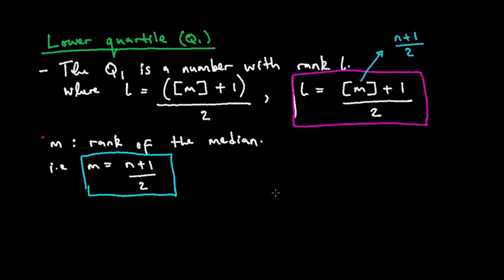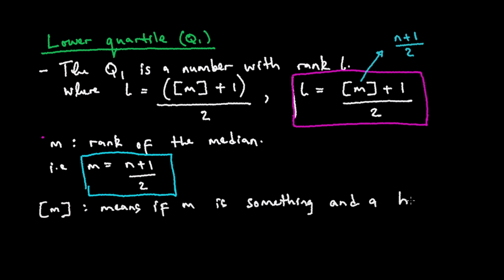Okay, but remember I said the notation of putting boxed brackets is important. So the notation of boxed m means that if m is something and a half, then we drop the half.